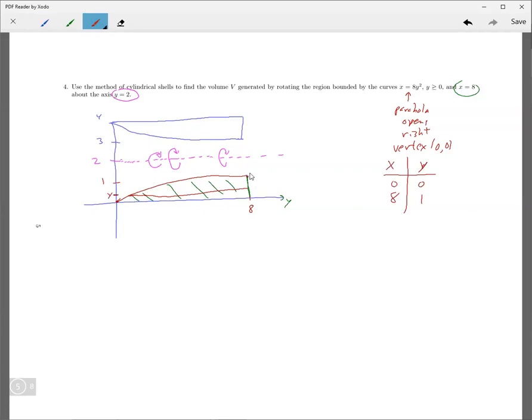So this line segment that we're drawing here gets rotated up to here. And you essentially have something like this. So here's our cylindrical shell. Okay, something like that. I probably should have drawn it more round, but oh well.